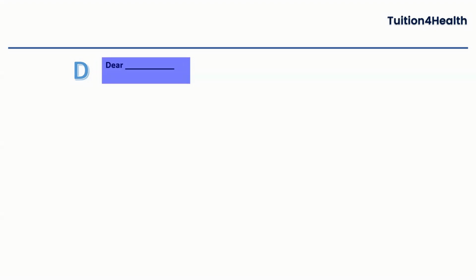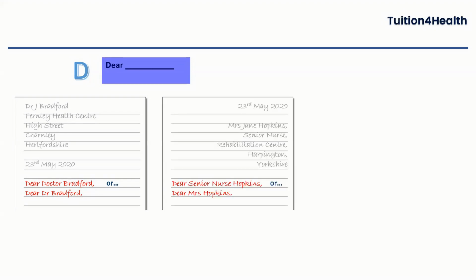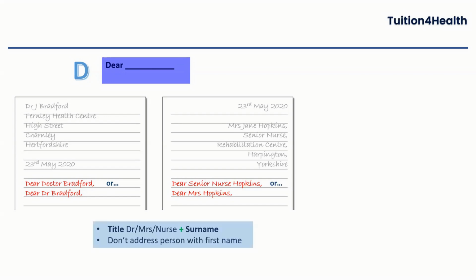In a formal letter, you are writing to someone that you don't know, so you usually don't use their first name to address them. If you're writing to a doctor, you can use this title and their surname. It's perfectly acceptable to use the shortened form of doctor. If you're writing to a nurse, you can use their professional title or Miss or Mrs. if you're given this information. So it's title plus surname.